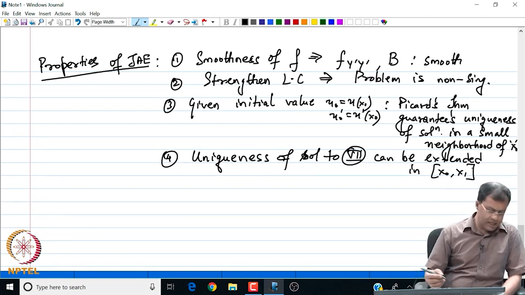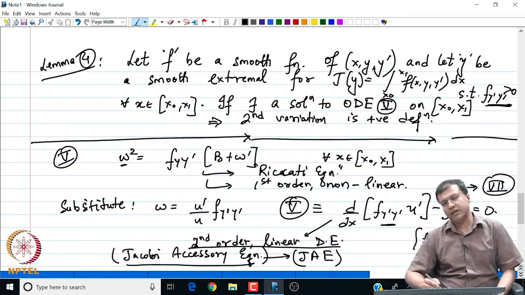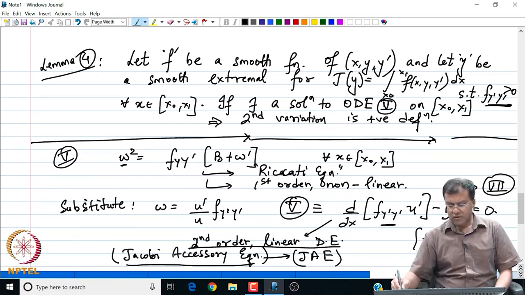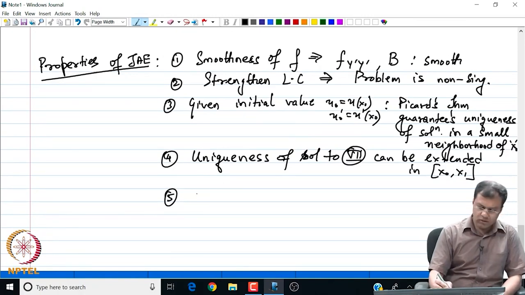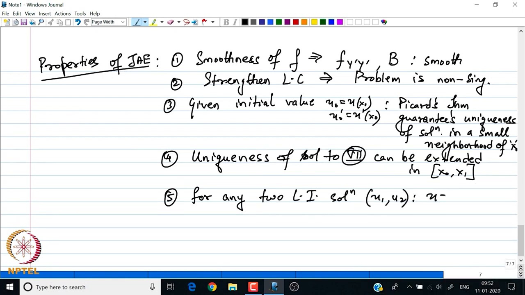Finally, note that the Jacobi accessory equation is a second order linear differential equation, which means that there will be two linearly independent solutions, and any linear combination of the two will also be a solution to this equation. So we get a family of solutions. For any two linearly independent solutions u1, u2, the solution u, which is alpha 1 u1 plus alpha 2 u2, is also a solution of the problem. That is it in terms of the solution to the Jacobi accessory equation.